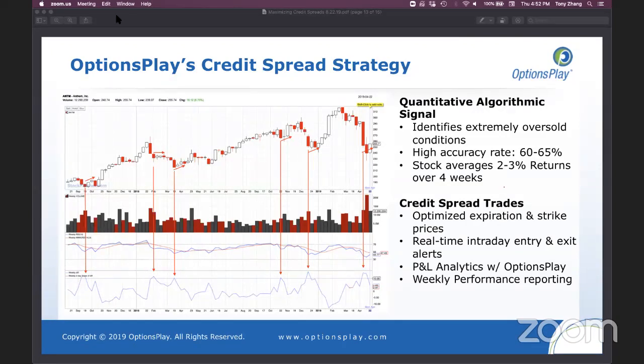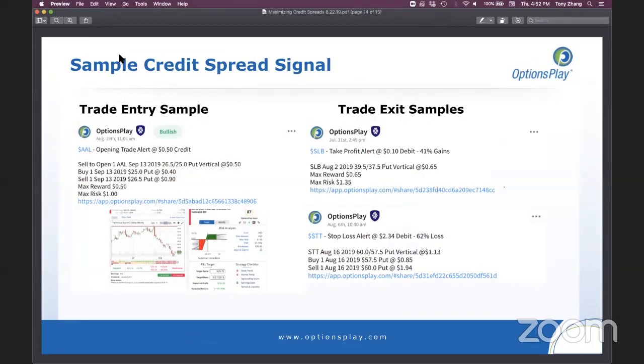And just to give you a quick sneak peek, to give you a sense for what type of signals you get, here are some trade entry and exit samples. The entries will tell you exactly the symbol, the amount of credit that we're receiving. It tells you the buy and sell legs. So you get the expiration date, the strike price, the premium that we receive on the sell leg, as well as on the buy leg, and the net credit so that you can see your max reward, max risk, as well as a chart for the trade with a link to the trade so that you can track the trade yourself, and you can modify it in Options Play if you want to see the trade in Options Play.